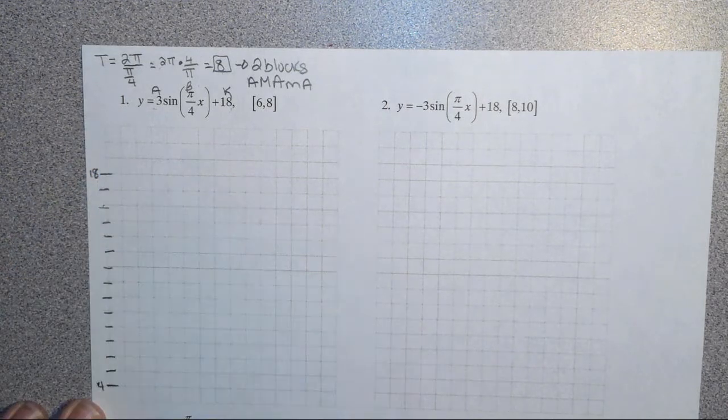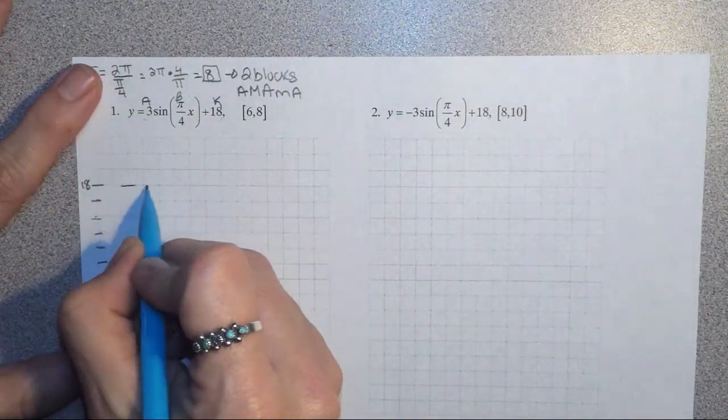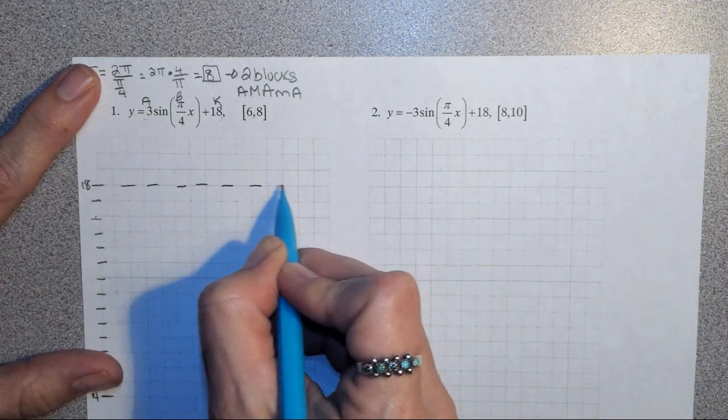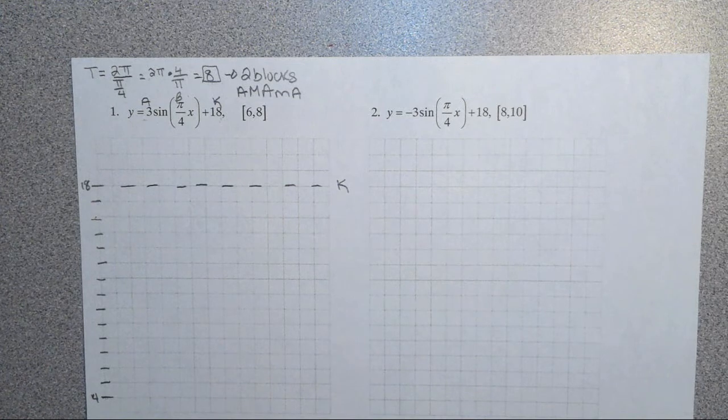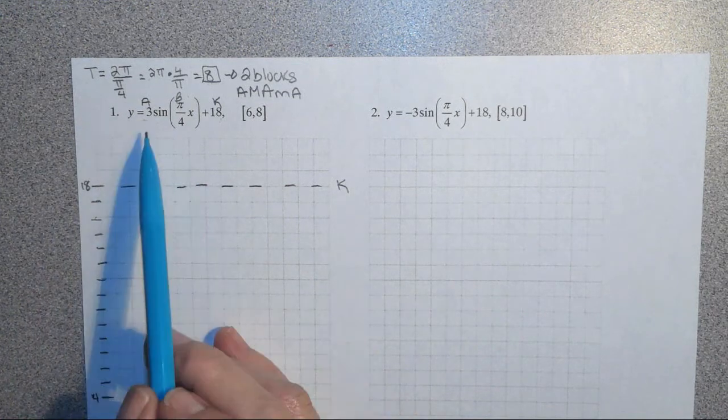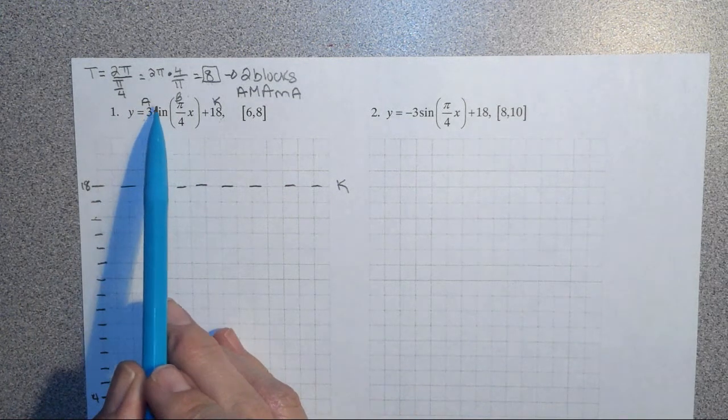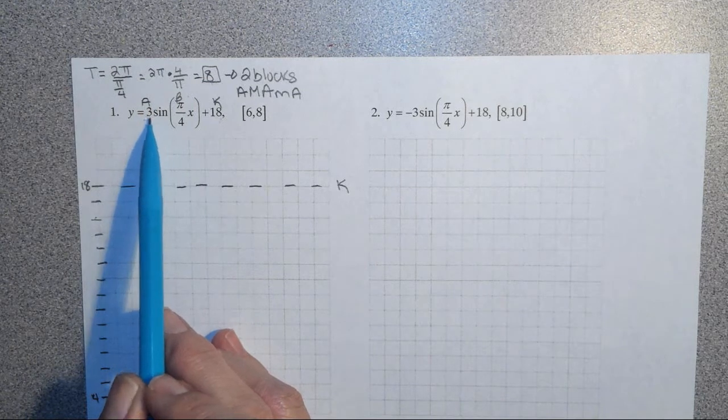And I need to label the 18 because that's my axis of wave. We draw a dashed line right here, and I'm going to put a K there. And I'm going to expect to see that on your paper also. I also need to label my amplitude, 3 above it and 3 below it.